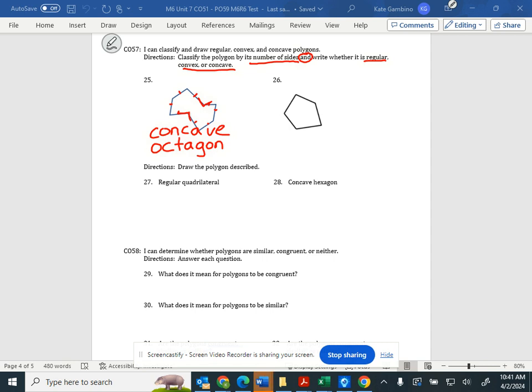Had to give both. For this one, it is 1, 2, 3, 4, 5, so it is a pentagon. No sides are caved in, but those hash marks are not there saying that they are all equal, so I can't say it's regular. So it is convex, because there are no cave-ins happening.